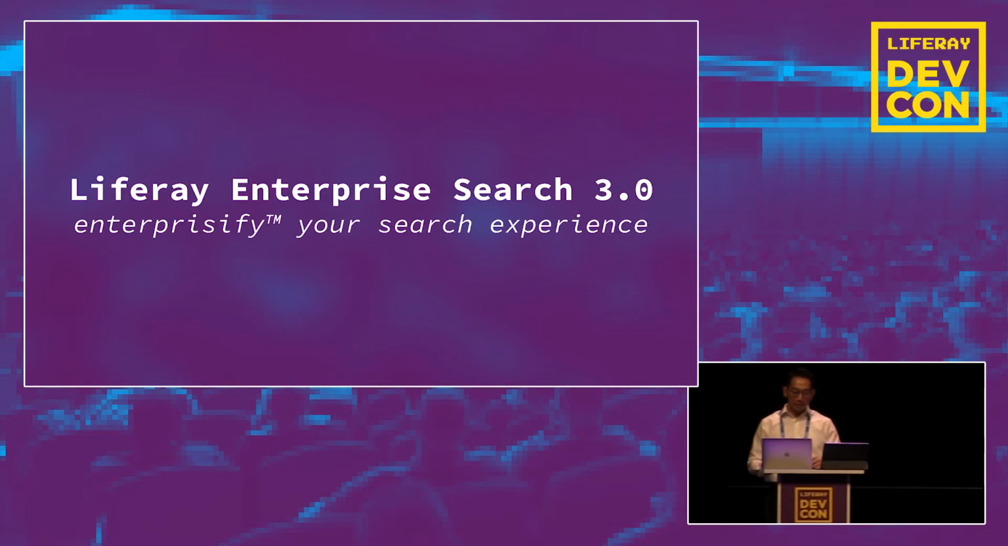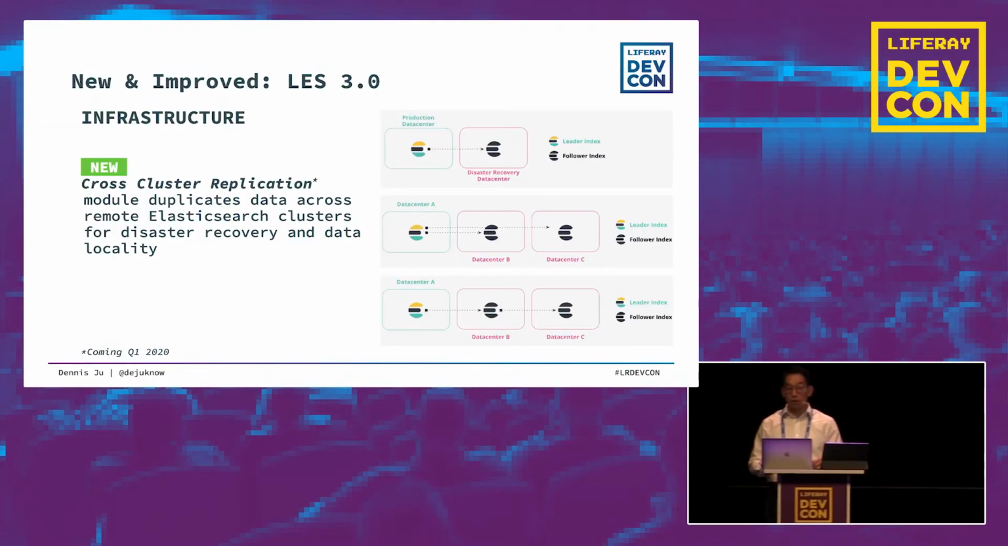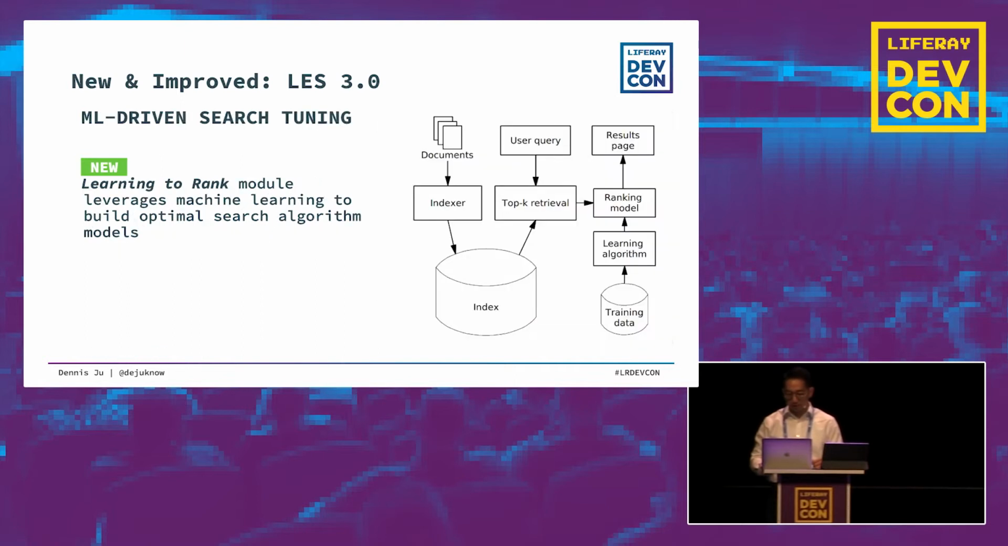And actually, before I go to the demo, I'm going to also quickly go through the slides regarding what's available now in Liferay Enterprise Search. So cross-cluster replication, this is for data disaster recovery as well as data locality optimization. We're going to support the ability using Elastic's native functionality for doing Elasticsearch cluster replication across remote data centers. So this will be available by Q1 of 2020 for those who are subscribers of LES.